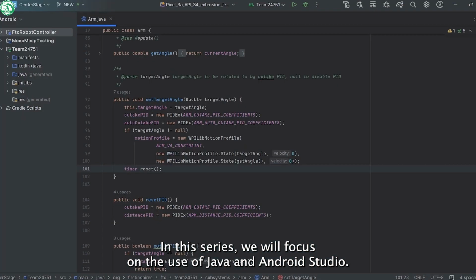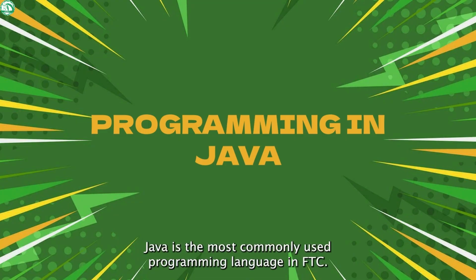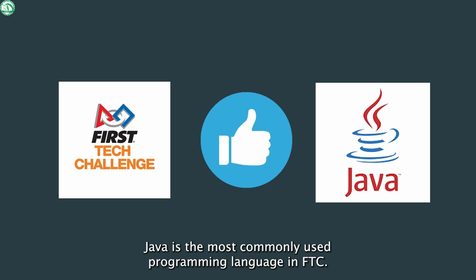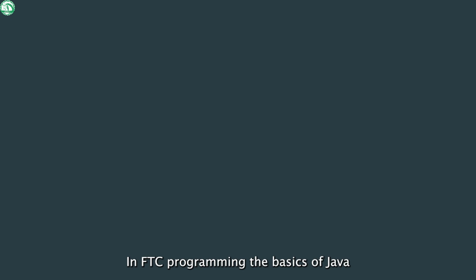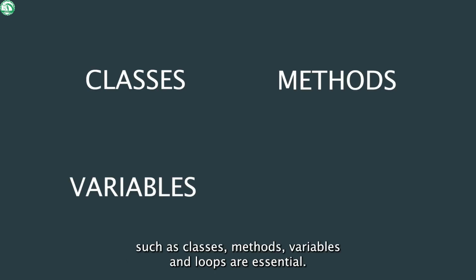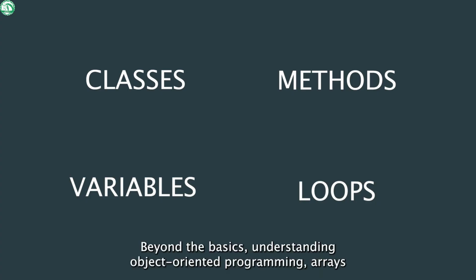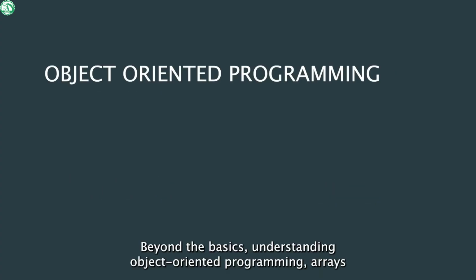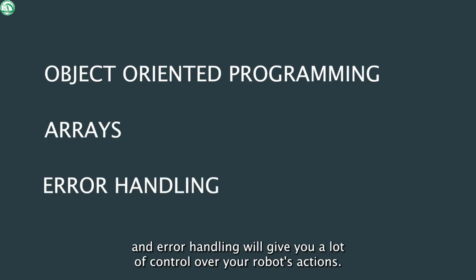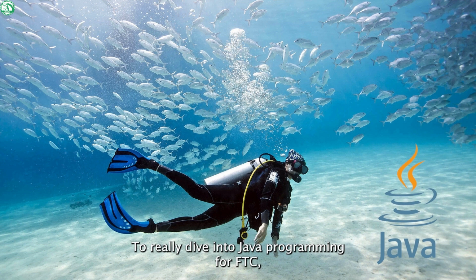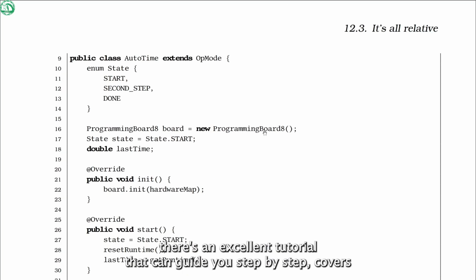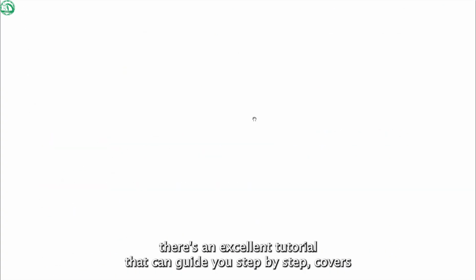In this series, we will focus on the use of Java and Android Studio. Java is the most commonly used programming language in FTC. In FTC programming, the basics of Java, such as classes, methods, variables, and loops, are essential. Beyond the basics, understanding object-oriented programming, arrays, and error handling will give you a lot of control over your robot's actions.